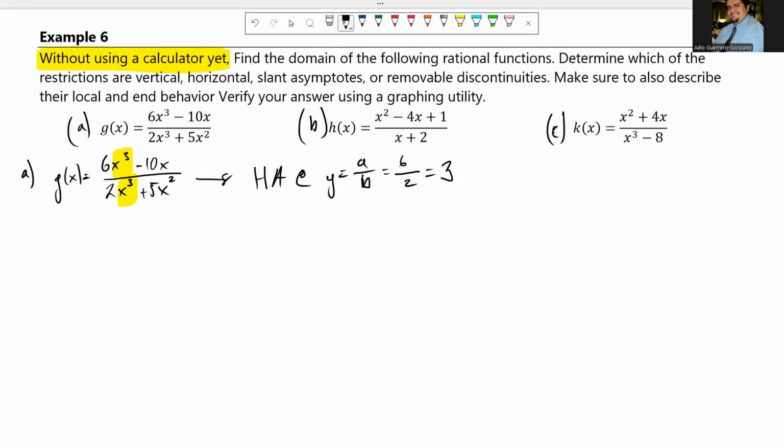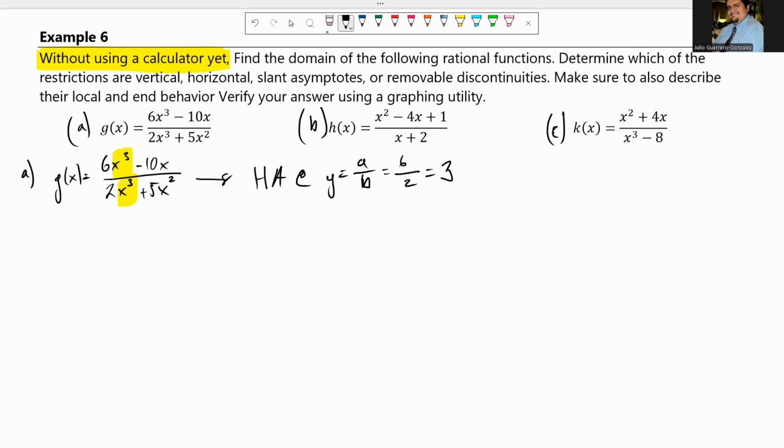Since the degrees are the same, we know the horizontal asymptote is there, right? There's not much else to do. There's no slant asymptote, right? So now we get to move on to vertical asymptotes.